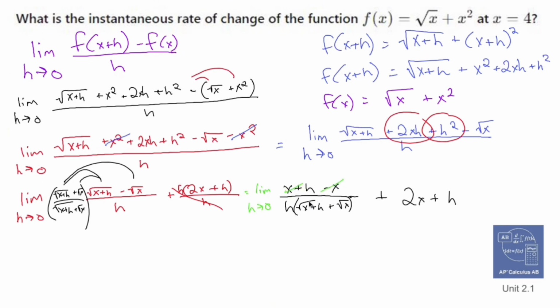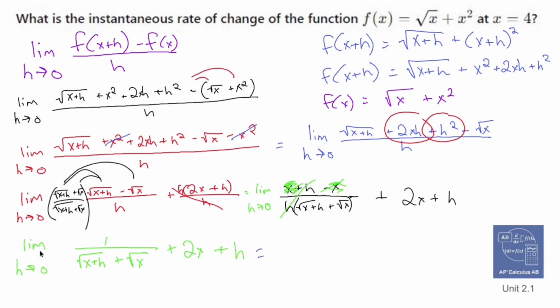You cancel out. Now all of a sudden I have h alone over h times stuff, and the h's cancel out. So I am left with the limit as h approaches 0 of 1, because again the x is canceled out, gone, and that left me with an h over h times stuff, so 1 over the square root of x plus h plus the square root of x, plus 2x plus h. Now I can plug in my 0 and feel pretty good.